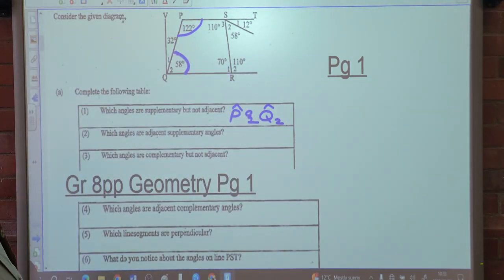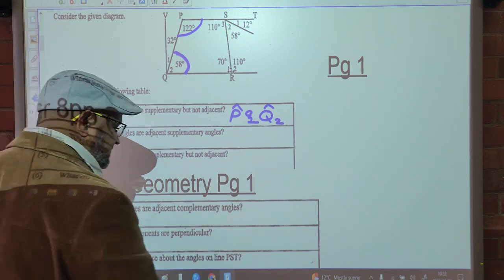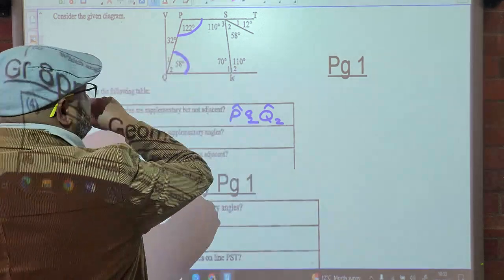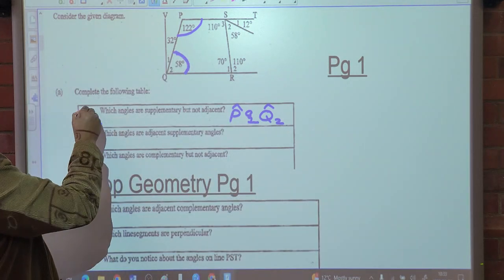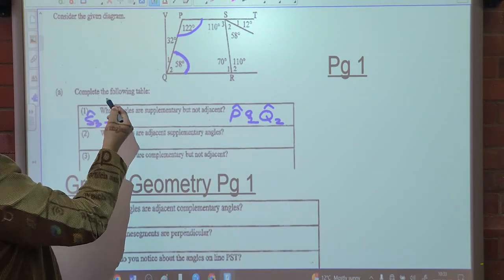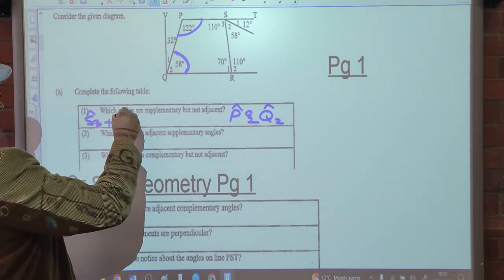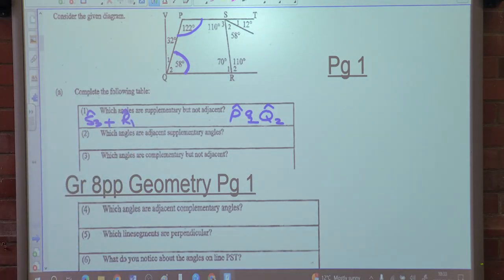Next. Is there any other angle that I'm not picking up here? S3 and R1. Can you all see that? So S3, which is 110, plus R1, which is 70, is also 180. So it's angle S3 plus R1 is also supplementary. Why? Because it adds up to 180 degrees. Okay. Any problems so far?